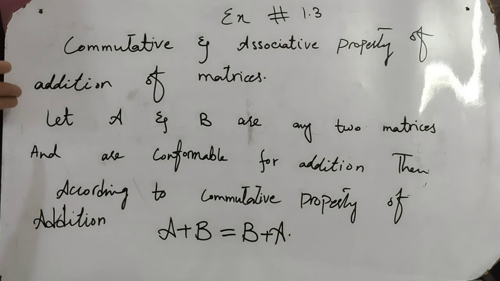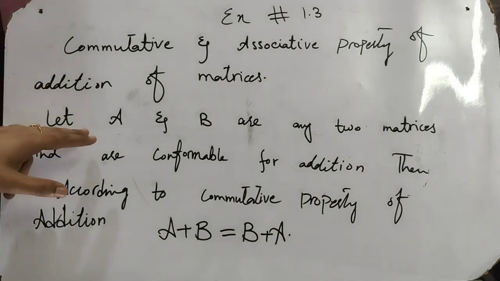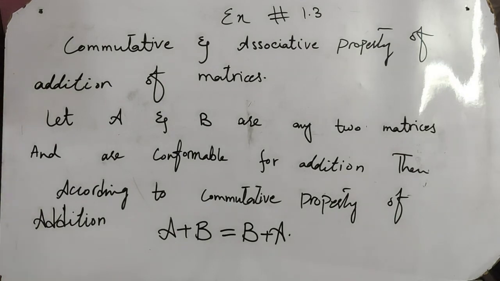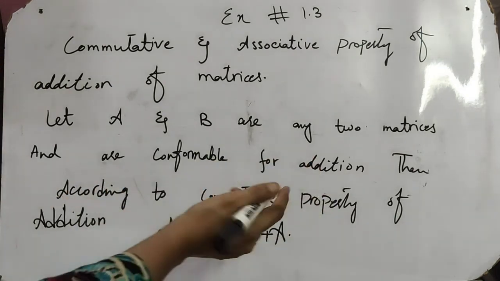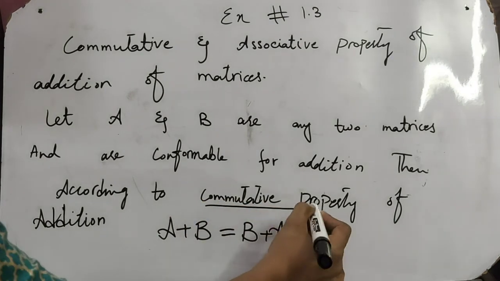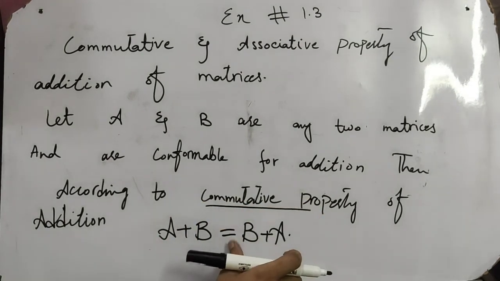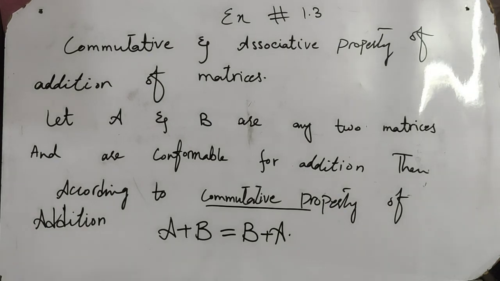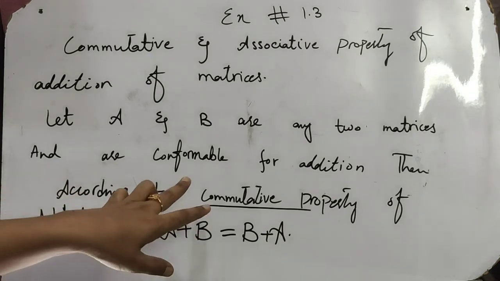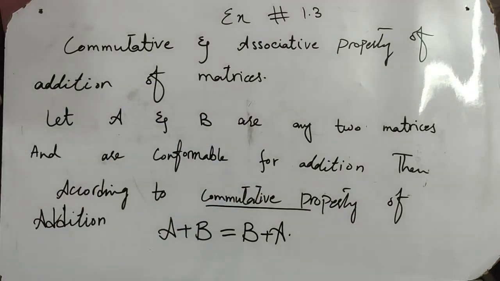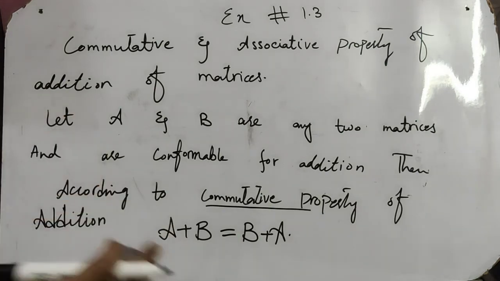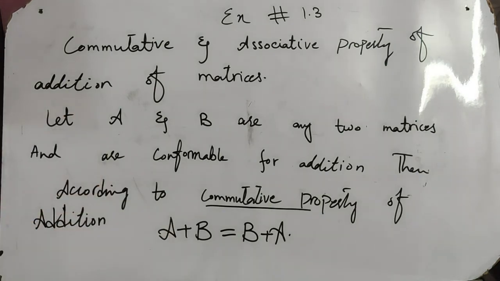What is the commutative property of matrices? We take any two matrices which are conformable for addition. Conformable for addition means both matrices have the same order, so we can easily add them. Then according to the commutative property, A plus B will be equal to B plus A, because the commutative property of addition always holds in matrices.